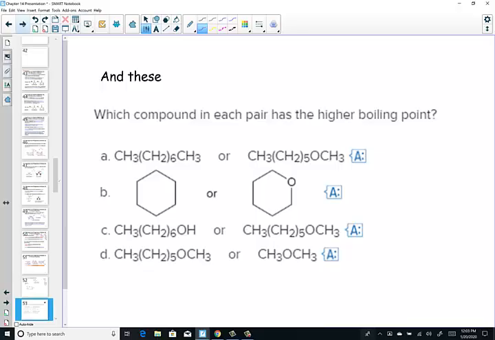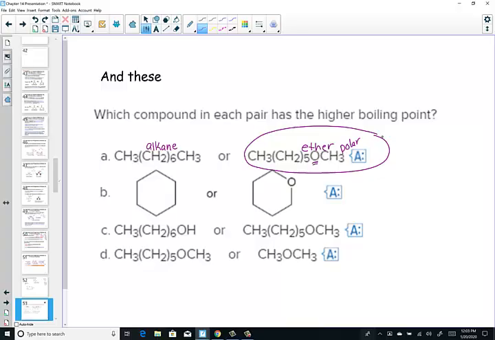Which of these in the pairs has the highest boiling point? Well, I notice in letter A, this is just a boring alkane, all carbons and hydrogens. And yet over here, I have an ether linkage, the oxygen. That means the molecule is polar, with a region of negatives and positives, and therefore the polarity of that molecule will increase intermolecular attractions and therefore have a higher boiling point than the boring old alkanes.